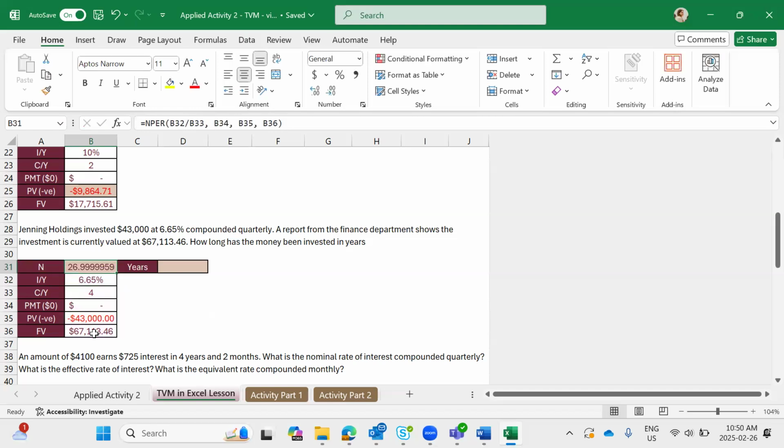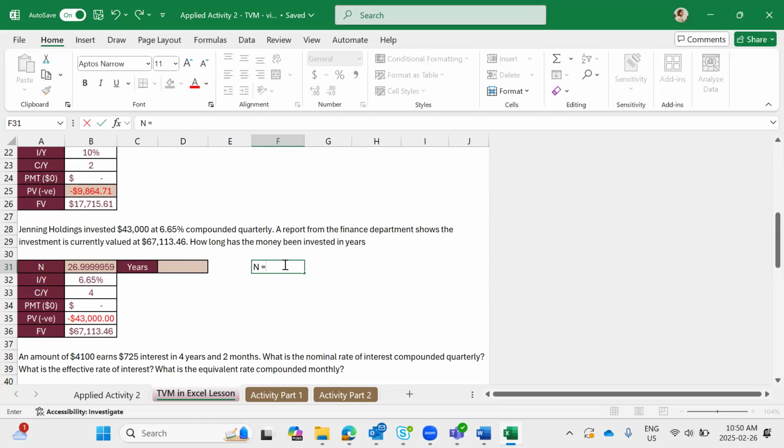And we get about 26.99999 compounding periods. That's essentially almost 27 compounding periods. But because we're compounding quarterly in this question, this technically means the number of quarters. And if you tell someone that they need to invest their money for 27 quarters, they might not have an intuitive idea of how long that is. So for that reason, we'll convert it back into years.